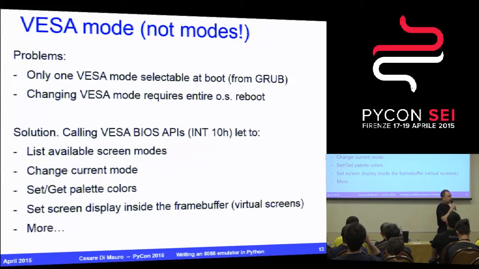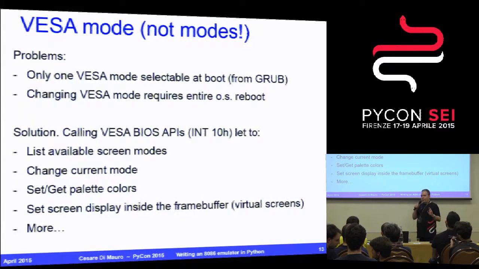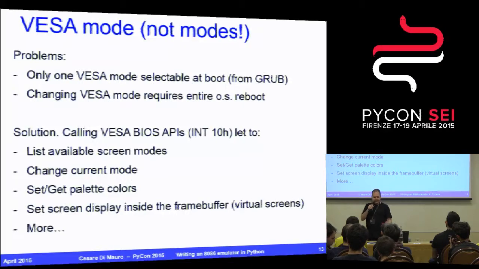Unfortunately, with the VESA mode, we also have some issues. The most important one is that if you use a bootloader like Grub, it provides you the ability to set up just one screen mode for your screen. If you want to change the resolution, for example, or depth, unfortunately you have to reboot your entire OS, and that's something really bad.